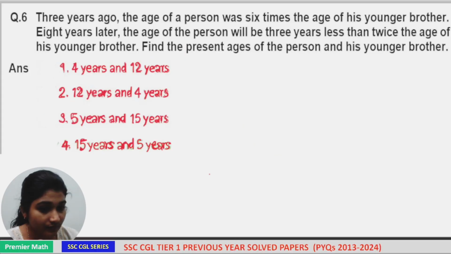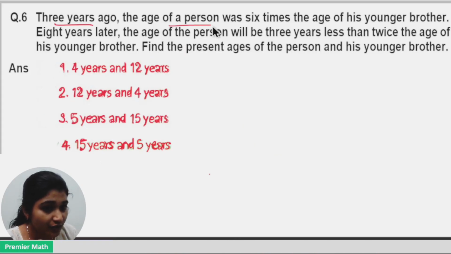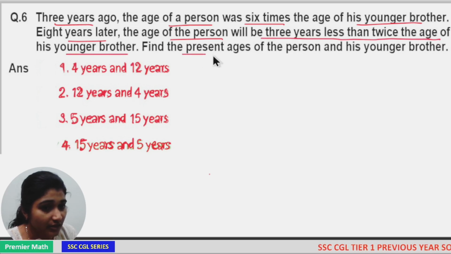3 years ago, age of person was 6 times the age of his younger brother. 8 years later, age of person will be 3 years less than twice the age of his younger brother. Find the present age of person and his younger brother.